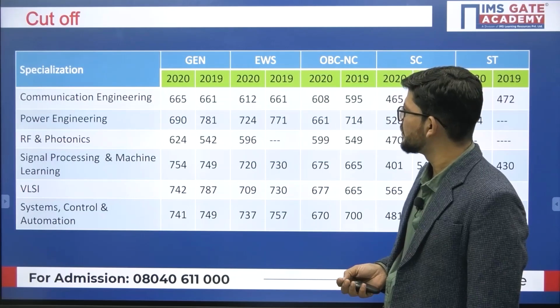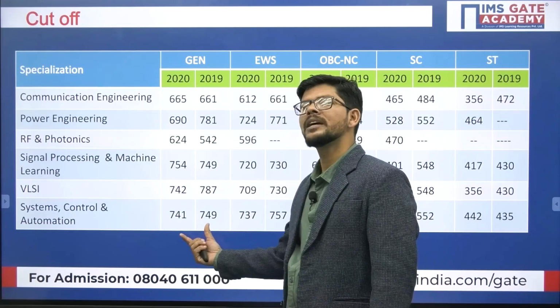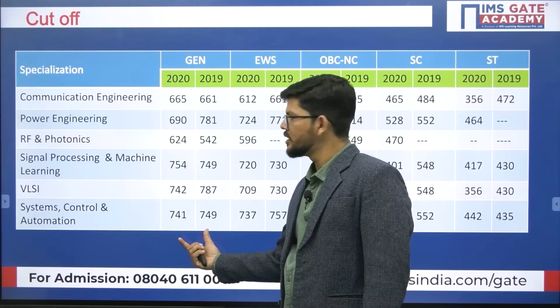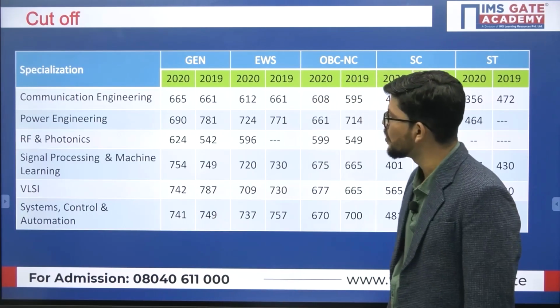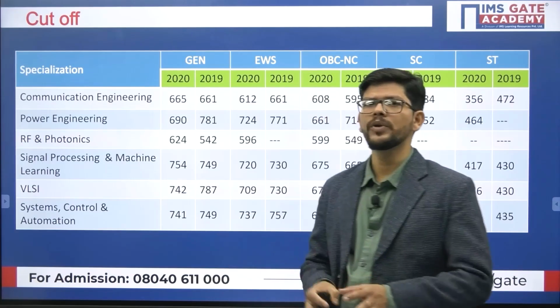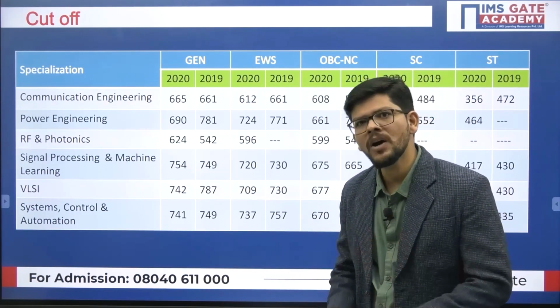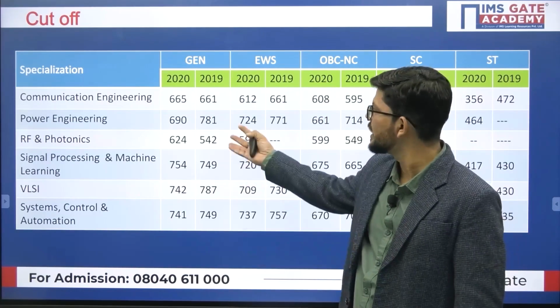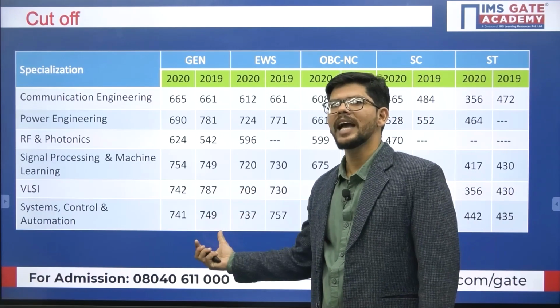Talking about the cutoff, it is slightly less here as compared to other IITs. So if your score is not so good, if you are not scoring above 750, even if you are scoring above 650, then also you have a great chance of getting admitted here, and this is very evident here.